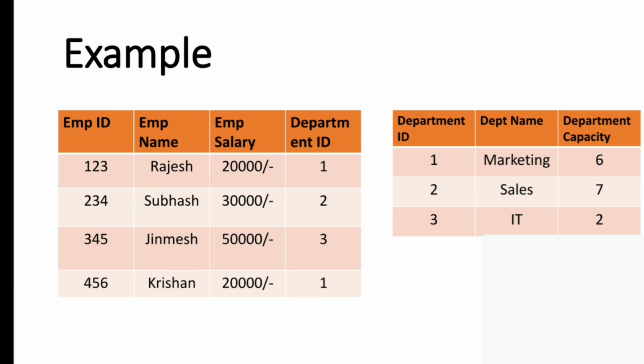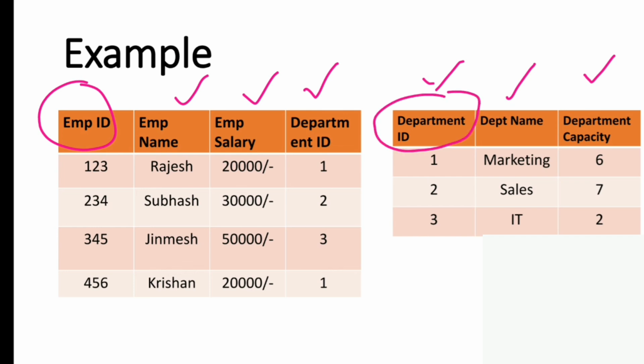Now let's say we have three different employees and three different departments. Here the attributes of employees are employee name, employee salary and department ID, whereas the department also has attributes like department ID, department name and department capacity. Now, as you can see over here, the employee ID becomes the primary key because it's a unique identifier. Also, the department ID is the primary key for the department table. Now, we will use the department ID as a foreign key in the attributes of the employees.